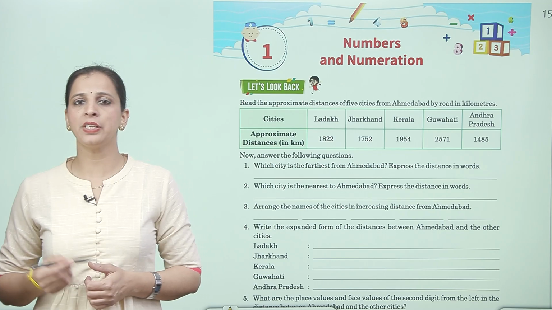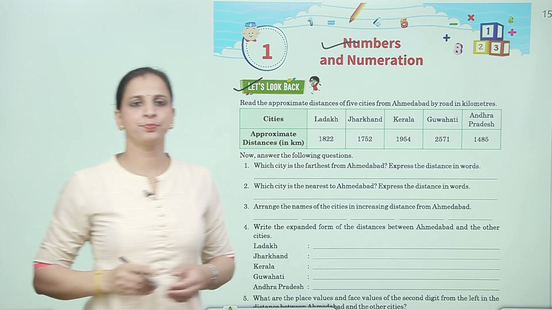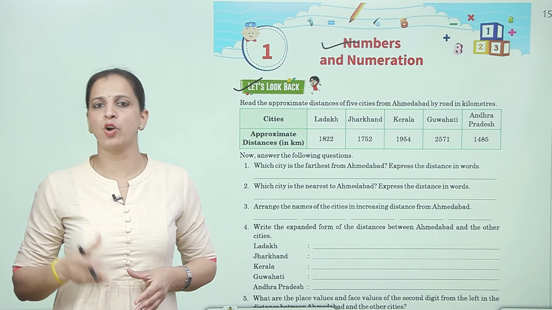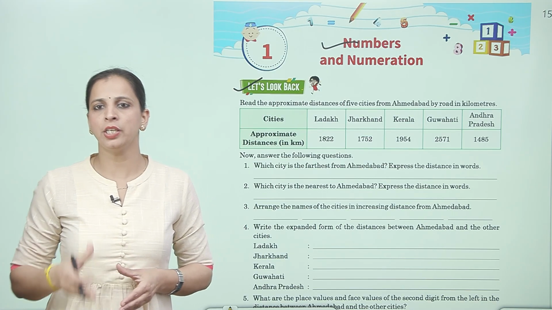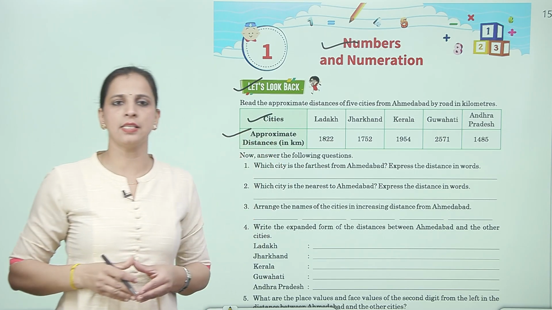Let us start our topic numbers and numeration. Let's look back. Read the approximate distances of 5 cities from Ahmedabad by road in kilometers. Now, cities and approximate distances in kilometers.